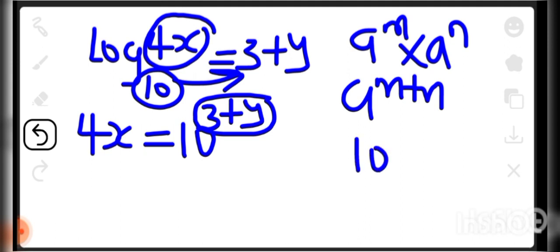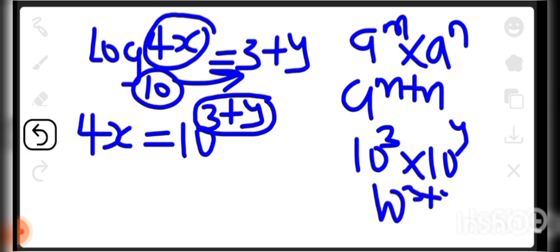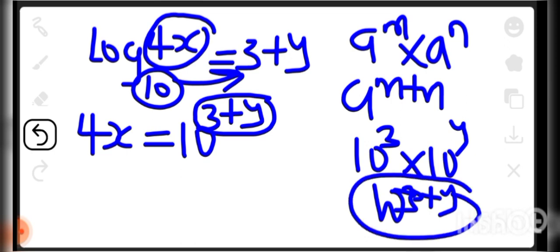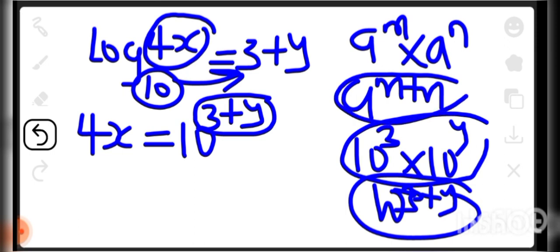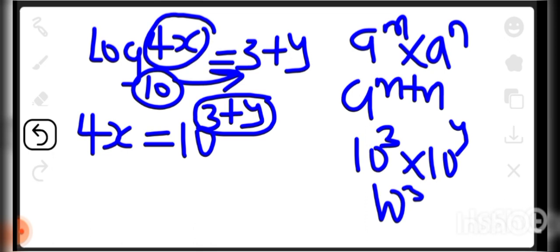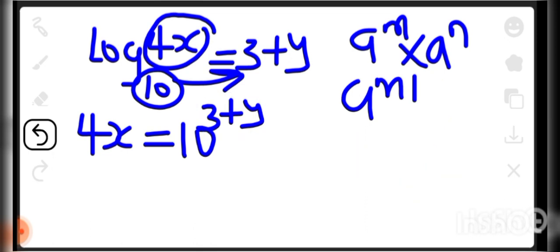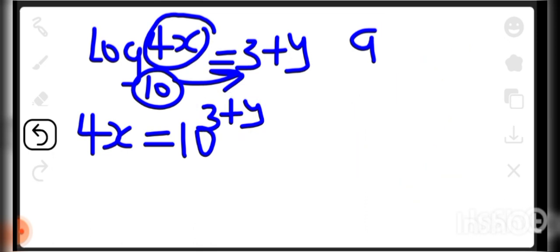So 10 raised to power 3 times 10 raised to power y is the same thing as 10 raised to power what? 3 plus y. Can you see it? So instead of writing 10 raised to power 3 plus y, I'll write 10 raised to power 3 times 10 raised to power y, just as a raised to power m plus n is equal to a raised to power m times a raised to power n. That's what I want to do now. So let's quickly do that so that we simplify it more and get our final answer.